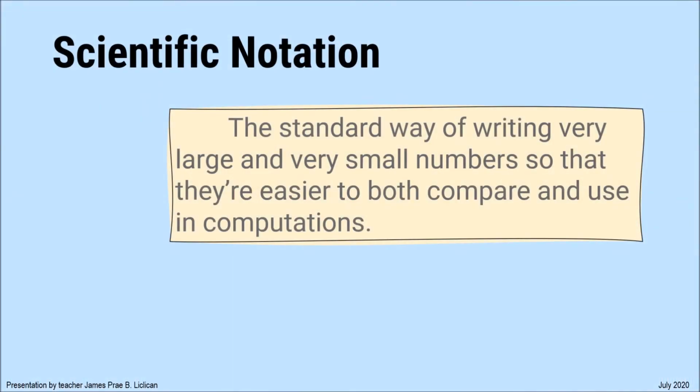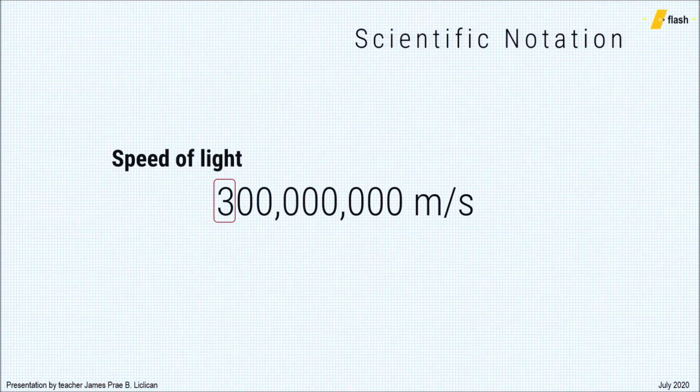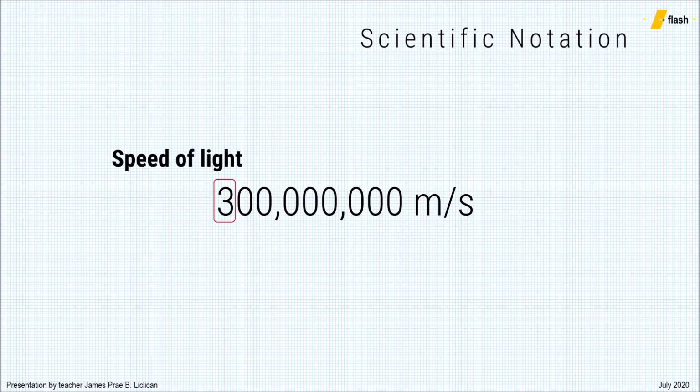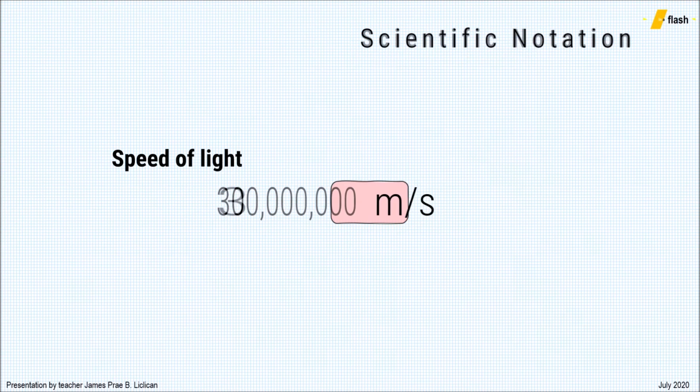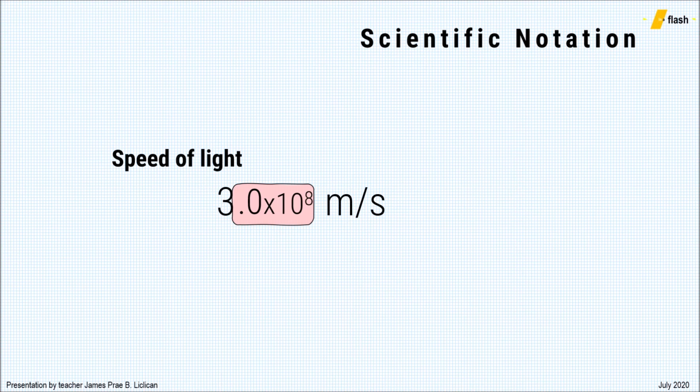Essentially, this is writing each number as a decimal with only one digit to the left of the decimal point multiplied by 10 raised to a power. For example, the speed of light in a vacuum is about 300 million meters per second. You may express it as 3 followed by 8 zeros, or simply by writing it as just a 3.0 multiplied by 10 raised to 8 in scientific notation.